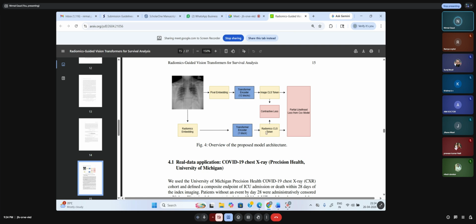Separately, we are getting radiomics. So we are adding radiomics and image level classification to find the loss. This is what is happening. At one end we are pushing the pixel, at the other end we are pushing the radiomics. Then the loss will be calculated combined. This is the final architecture, the proposed model architecture.